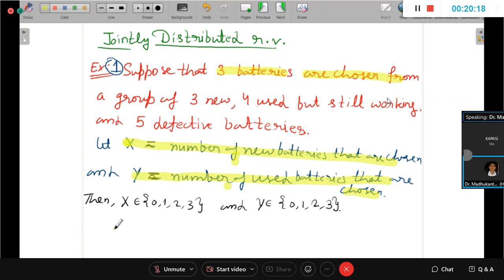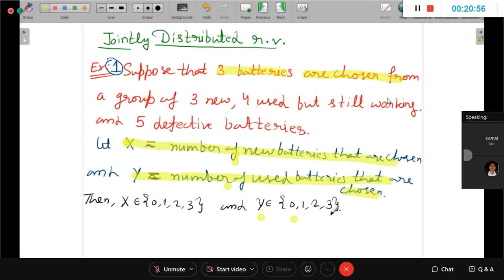Now X denotes the number of new batteries that are chosen. What values can X take? Either none of the new batteries is chosen, which is zero; one new battery and the others either used or defective; two new batteries, and the other one either used but still working or defective; and all three new. Similarly, the range of Y can be 0, 1, 2, and 3.